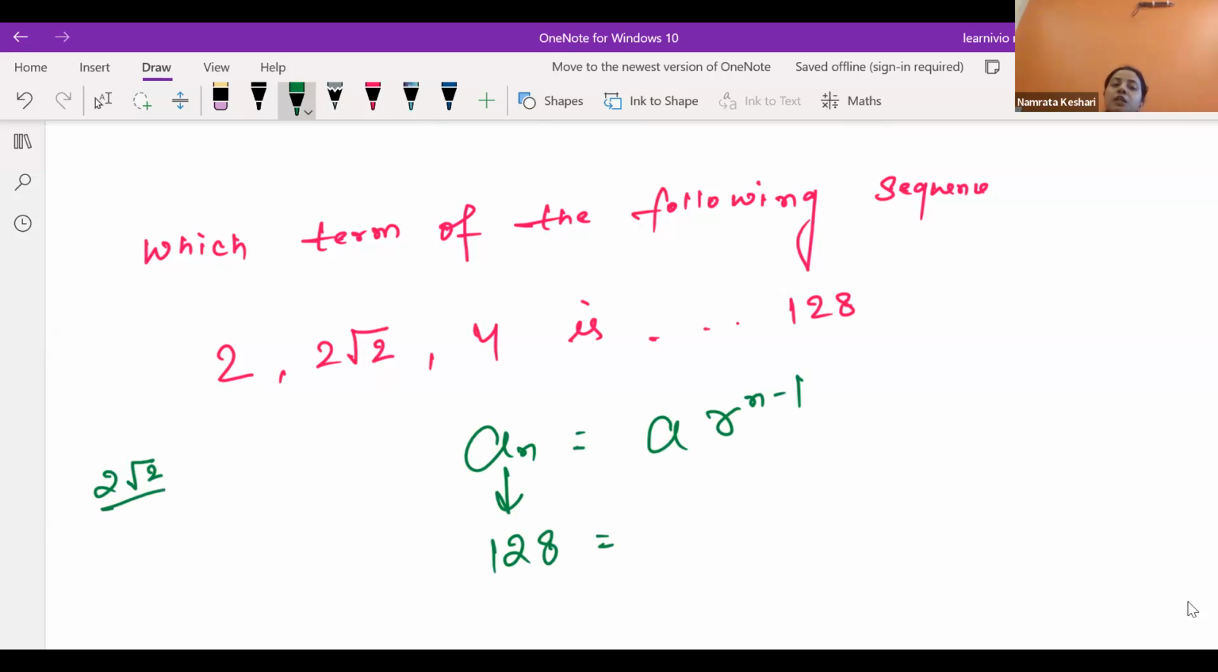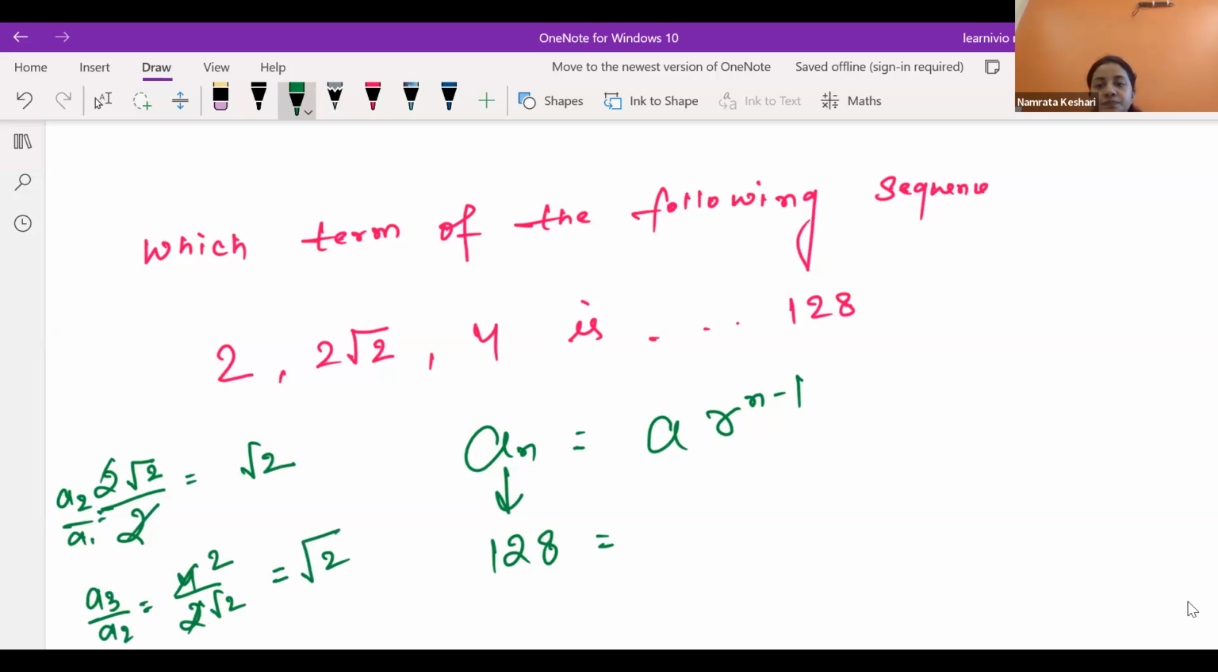So the second term divided by the first term, that means A2 by A1 we are checking. Second term divided by first term, we are getting root 2. Now the third term divided by the second term, that means 4 by 2 root 2. If we do the rationalization, we will be getting root 2, right? Yes, ma'am. So it is in GP, where the common ratio is root 2, right? Yes, ma'am.